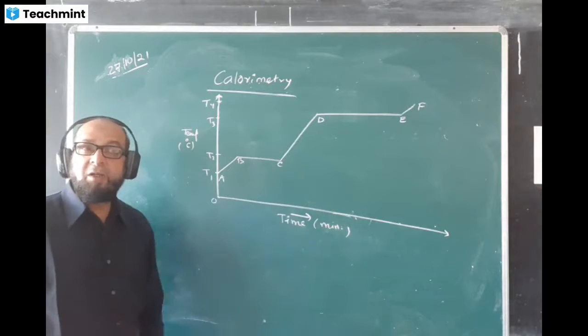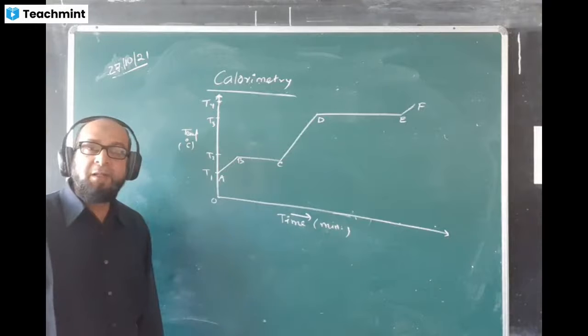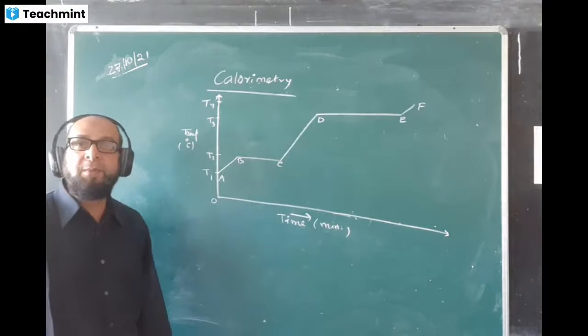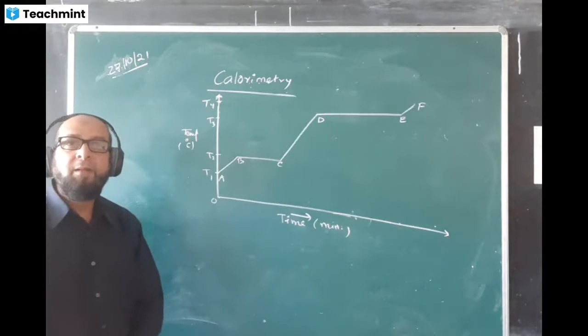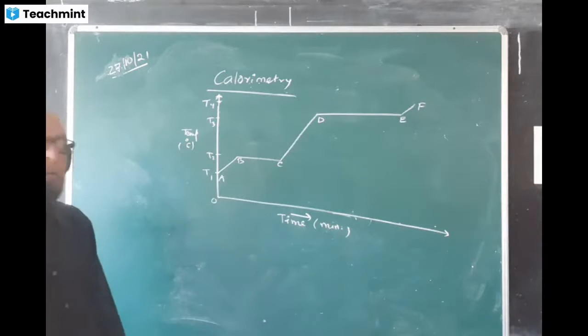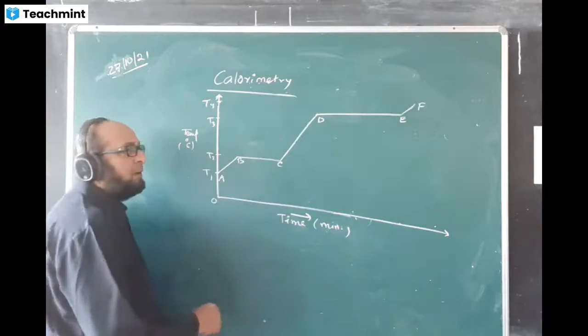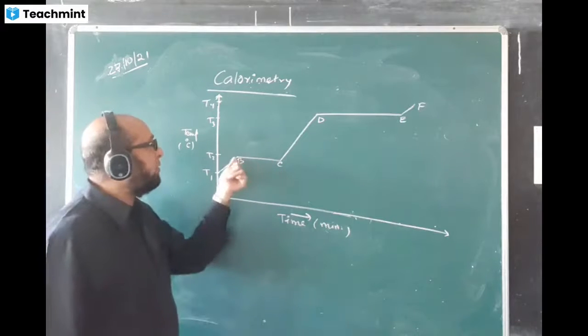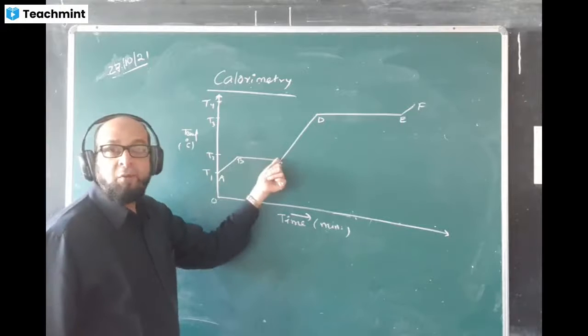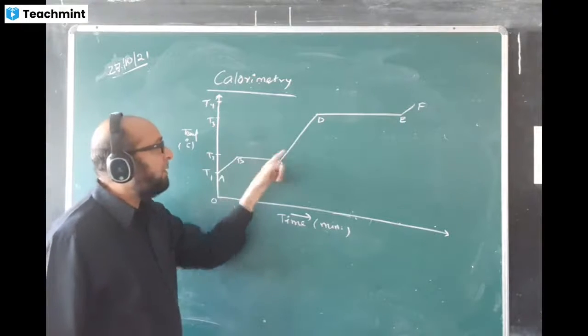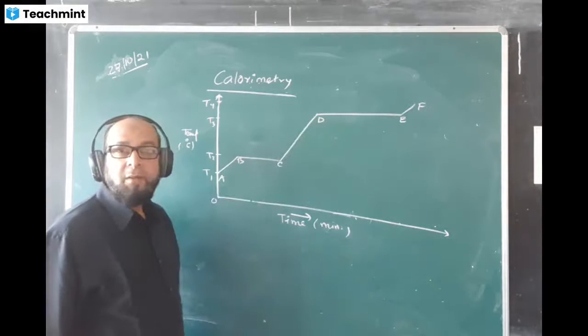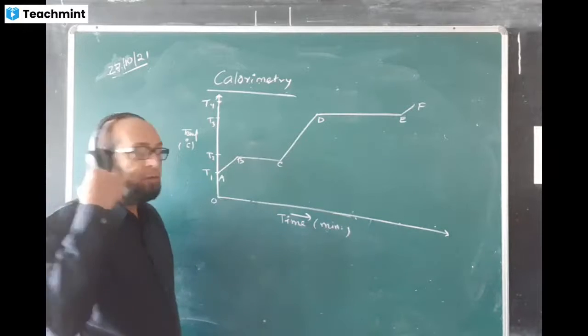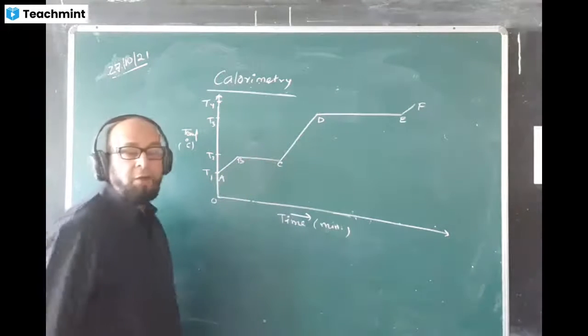This was initially solid, so the first one must be melting. The other one must be boiling. Which one is melting? Which one is boiling? BC is melting, DE is boiling. Yes. We also know from the length of the line. The length of this line is shorter. This is longer. The longer region will be boiling. So this is melting and that is boiling.